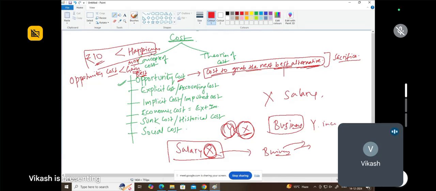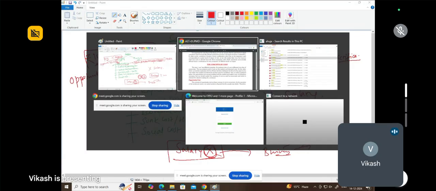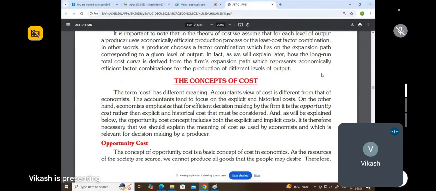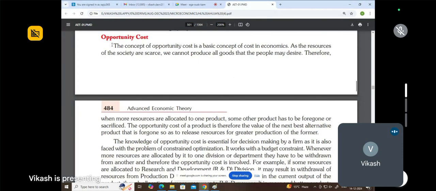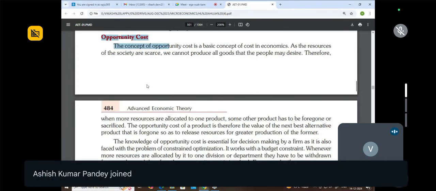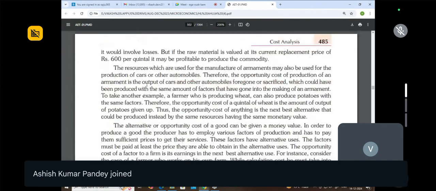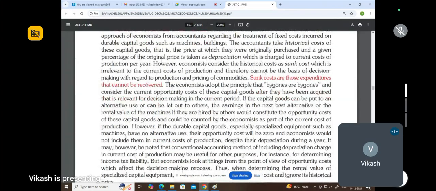In a similar fashion, opportunity cost is calculated in every aspect of your life. Okay, so I think this much of explanation is sufficient. For more detailing, to make notes, you can see this part, opportunity cost, given on page number 483, 484. The explanation is here, you can write from here.